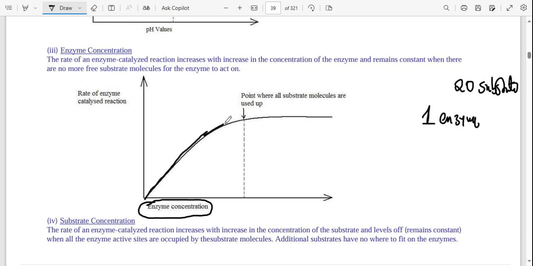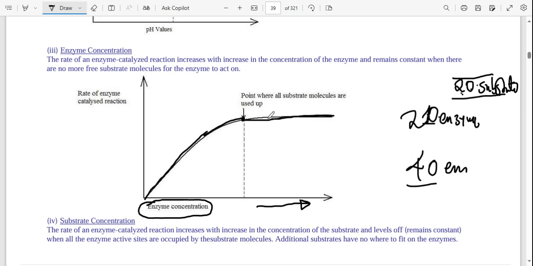But then there will be a point where even when you increase the amount of enzymes, the reaction will no longer change. If you have 20 substrates, the fastest reaction is going to happen when you have 20 enzymes, because each substrate is going to have one enzyme. But let's say we take the substrates to 40. This means that of these 40 enzymes, only 20 will get these 20 substrates. The other 20 will not be doing anything. So increasing the concentration of the enzymes will not change the rate of the reaction, because you don't have anything those enzymes can act on. Is that okay?